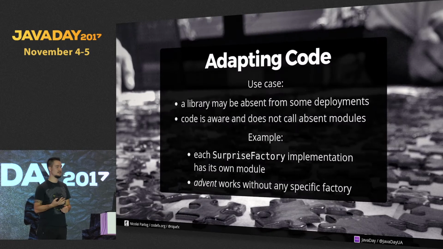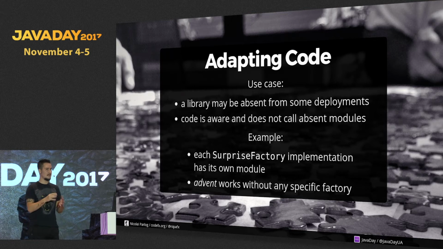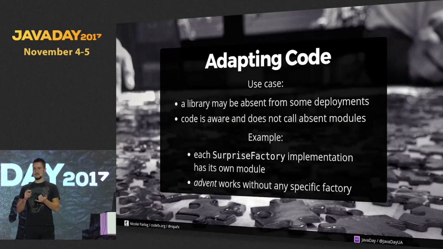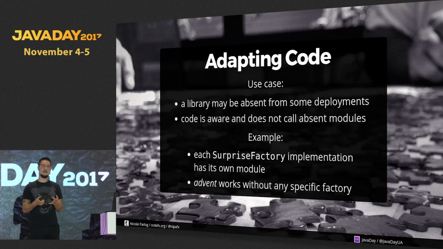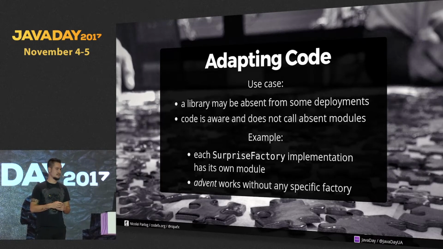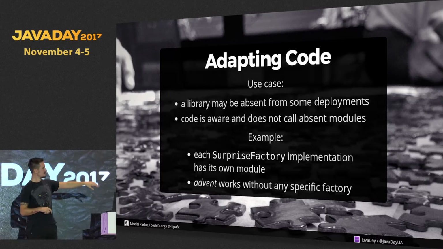So for adapting code, imagine you have this use case that you have a user library and maybe it has a certain limitation on how many parallel users you might have, or some other reason that this library is not present in each of your deployments. But your code knows about that. Your code is aware of that, and if the class or the jar is not there, it reacts and does something different. As an example, let's say the surprise factory implementations, quote factory and chocolate factory, let's say they don't have to be there all the time. Advent can adapt, and if they're not there, it still works. So it would look like this.